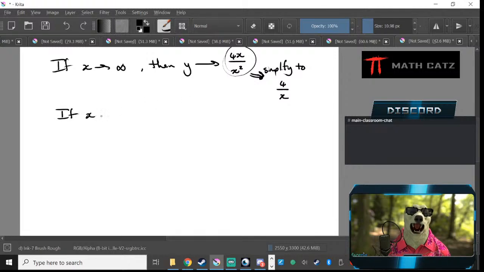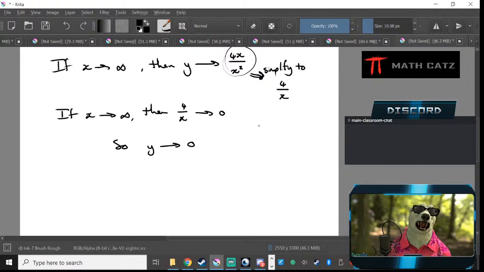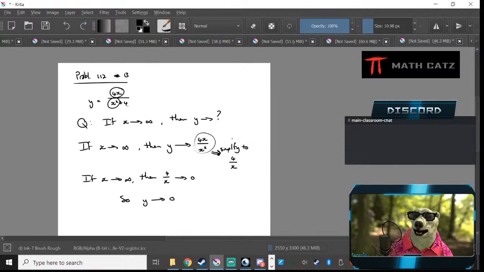Well, if x approaches infinity, then what happens to 4 over x? We've discussed this yesterday. It's going to go to 0. And so y is going to approach 0. Y behaves like the ratio of leading terms that I can simplify to make it easier for myself. So what this is saying is, if I look at, let me zoom in.